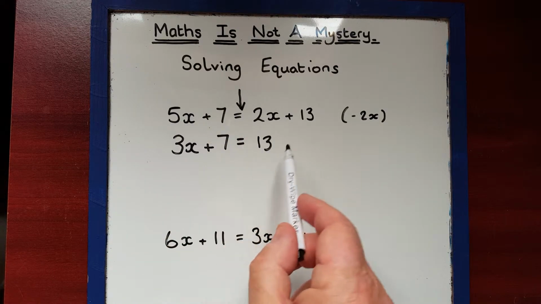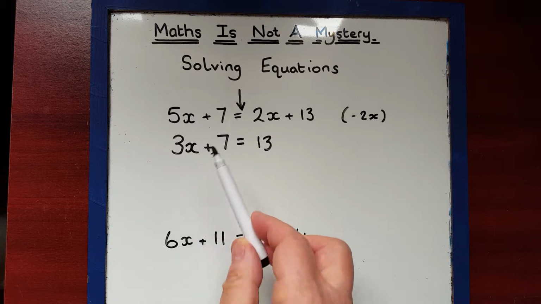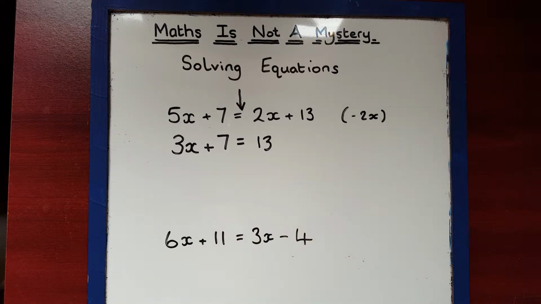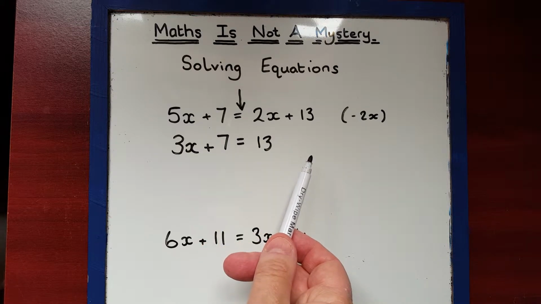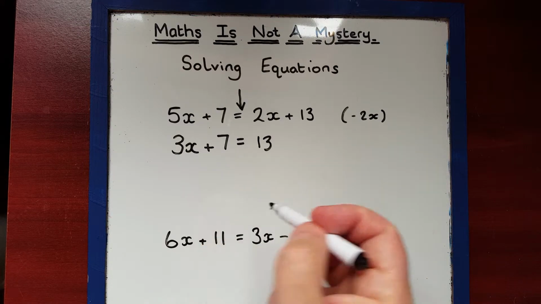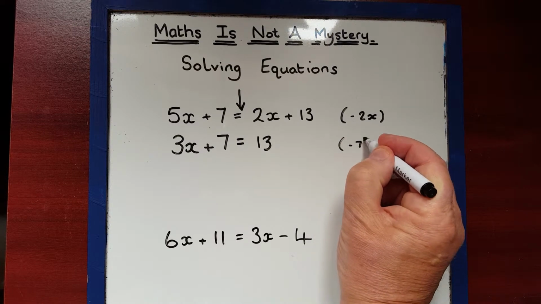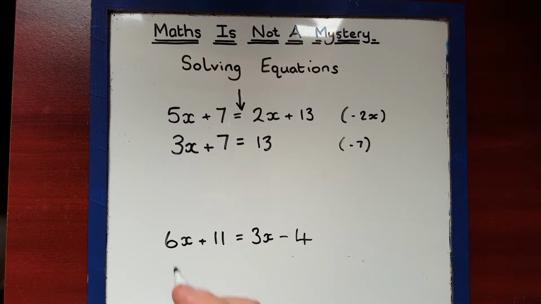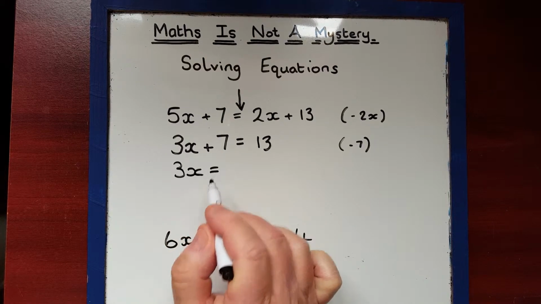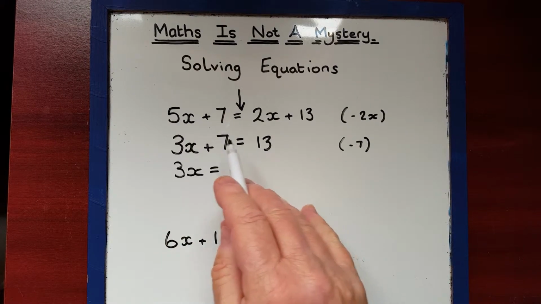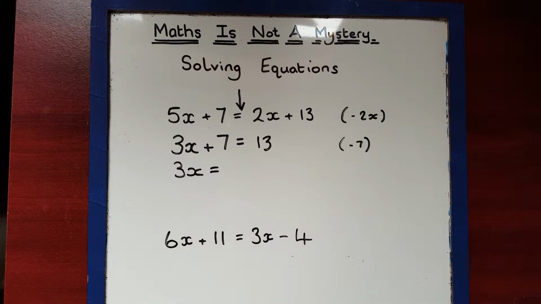There are no x's left over on that side of the equation now, but the numbers are still on two sides, so we now need to shift this 7 over to the other side of the equation. Now that's a plus 7, so if we're going to move it over, it's going to be minus 7. So we're going to keep the 3x that we've created on this side, equals, and this is going to be 13 minus 7. 13 minus 7 is 6.